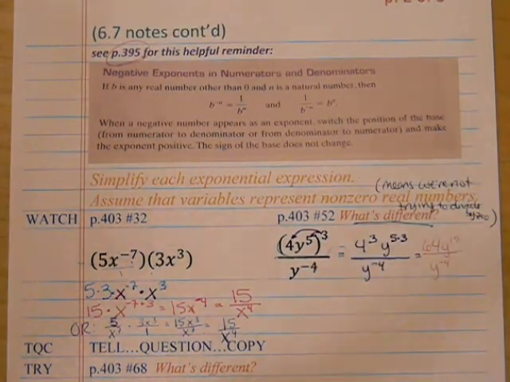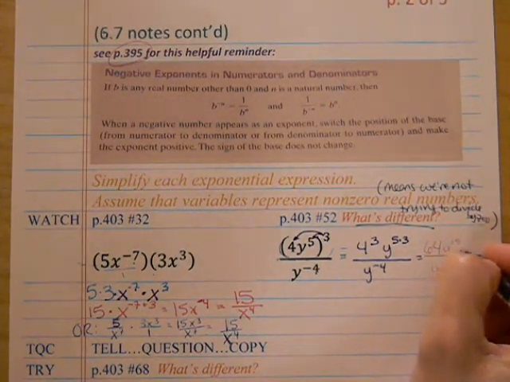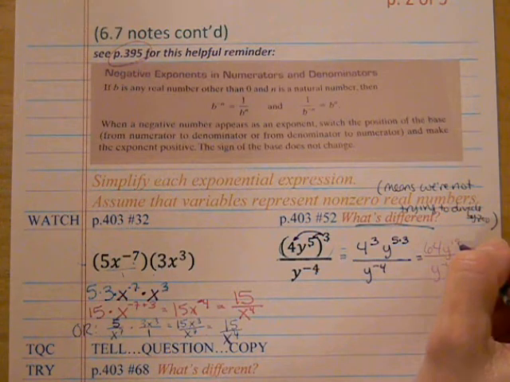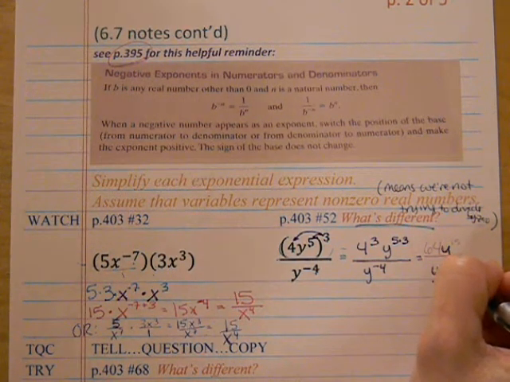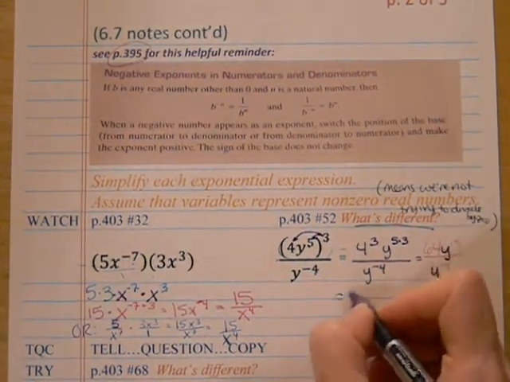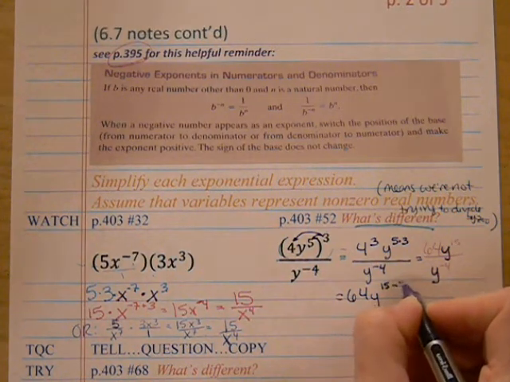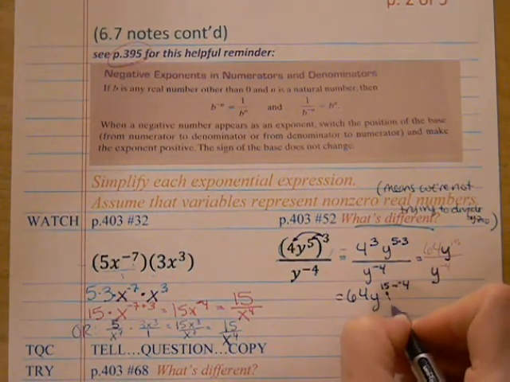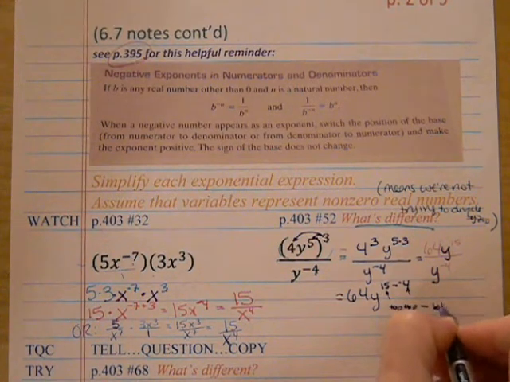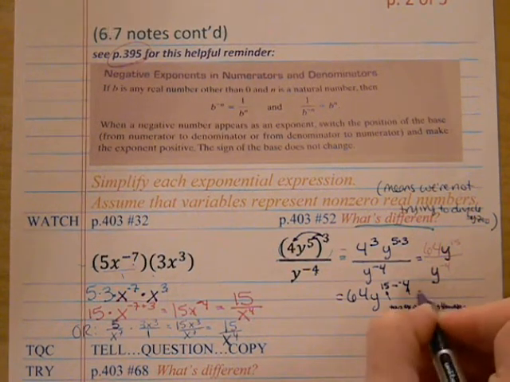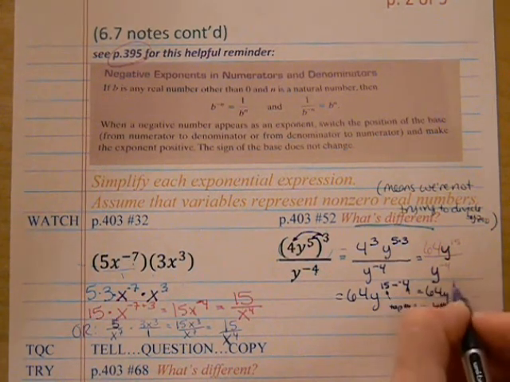Now, I can apply my negative here and move the y to the 4 up top. I could apply my rules of exponents that says when I'm dividing by the same bases, I would take top minus the bottom. If I were to do that, it would be y to the 15th minus the negative 4. I'm taking my top exponent minus my bottom exponent. And that would be 64 y to the 15 plus 4, which would be y to the 19th.